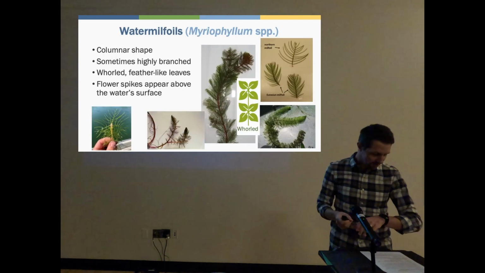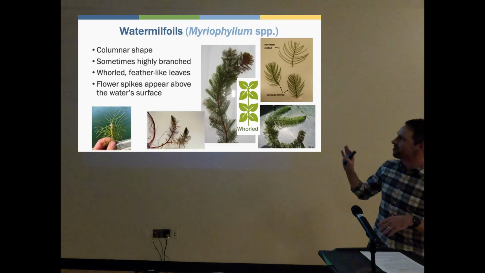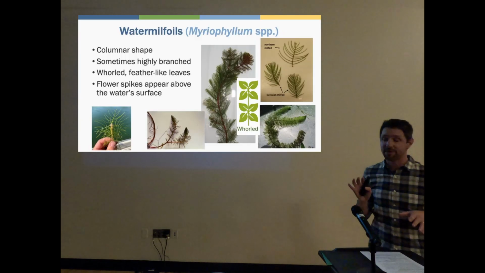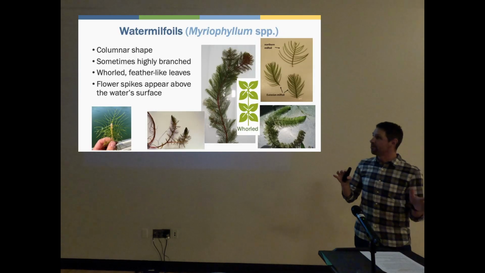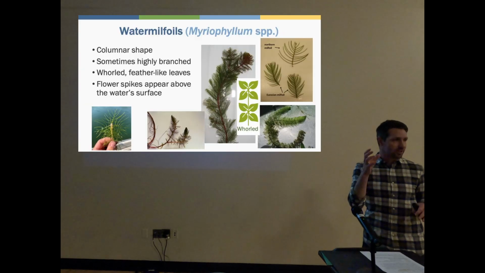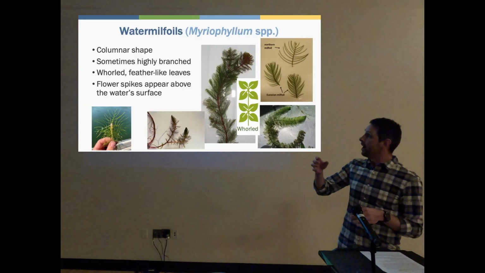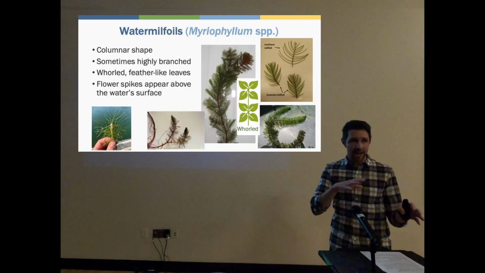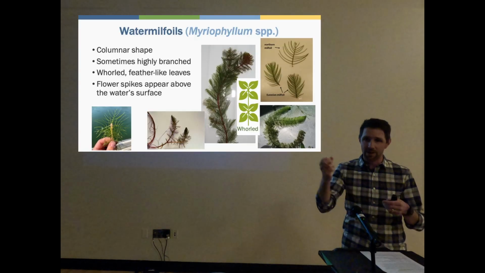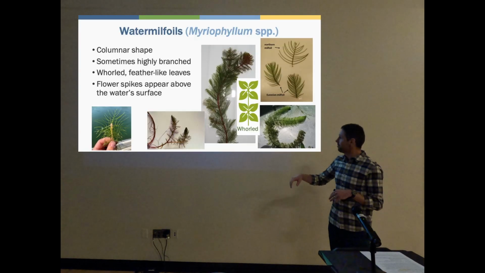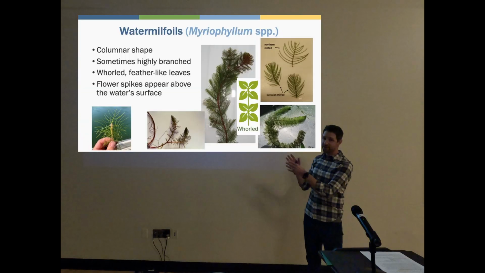Okay, which brings us to watermilfoils. I know I'm moving faster, but I wanted to spend a lot of time on these species. So in general, watermilfoils are going to have a column-like shape in the water column. They're sometimes going to be highly branched, like our Eurasian watermilfoil, we know it has many branches. Here's a couple examples of that branching.